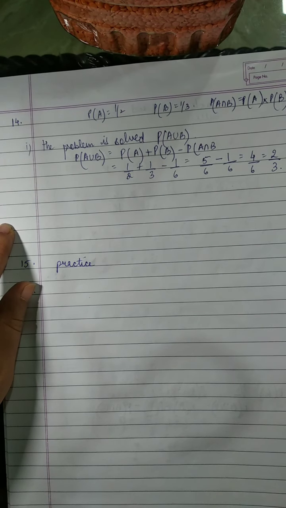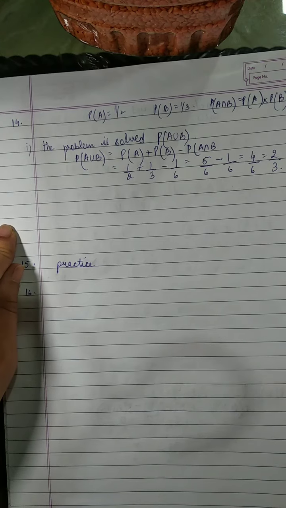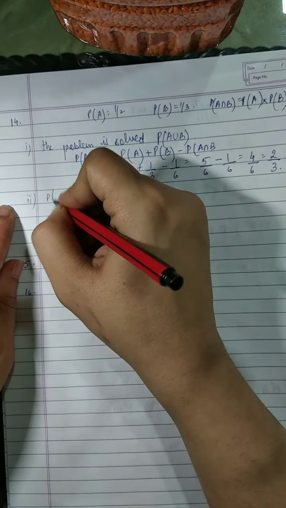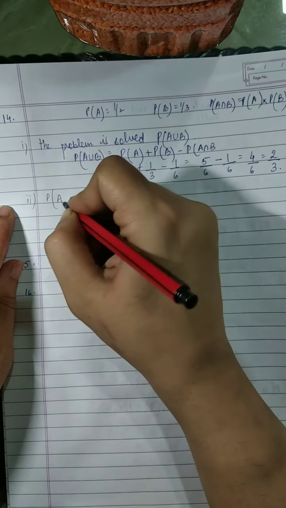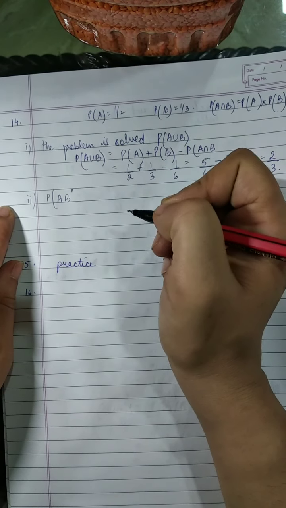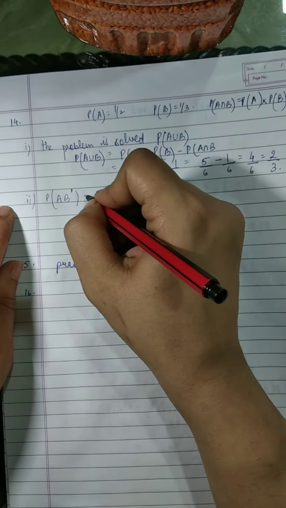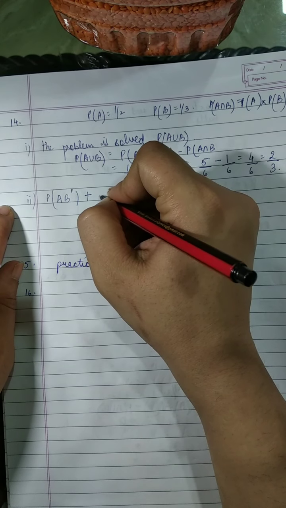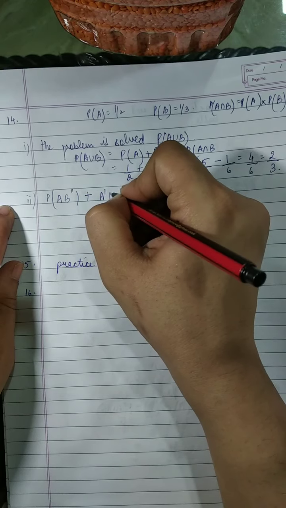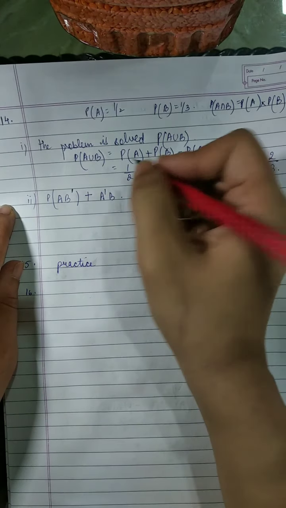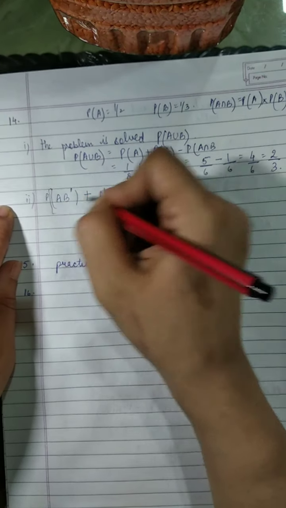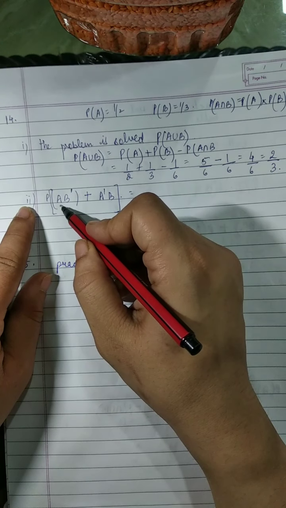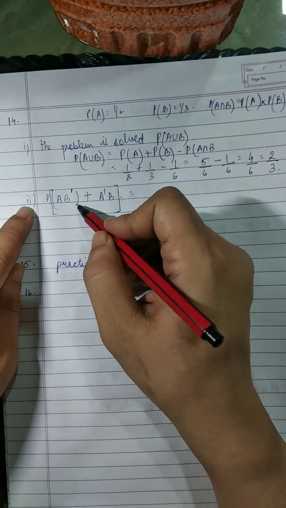The second thing is exactly one of them solves the problem. Exactly one of them solves the problem means either A solves it and B does not, or A does not solve it and B solves it. So we have to find out this combined probability. First, the probability that A solves the problem and B does not solve it.